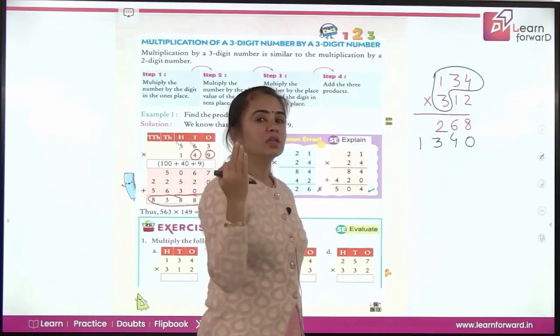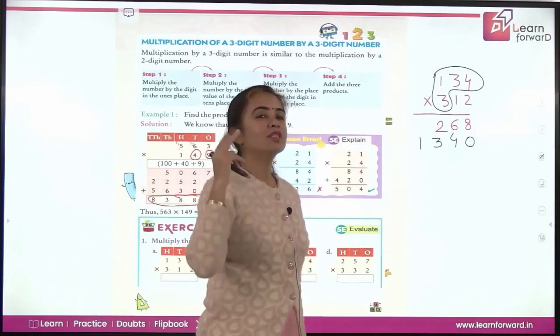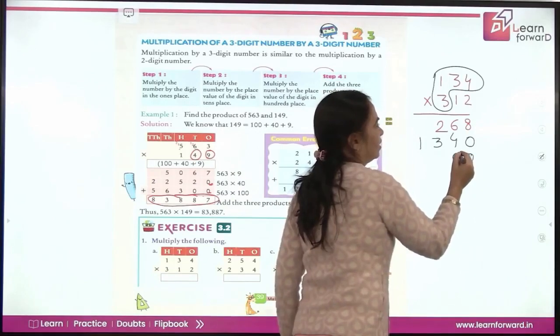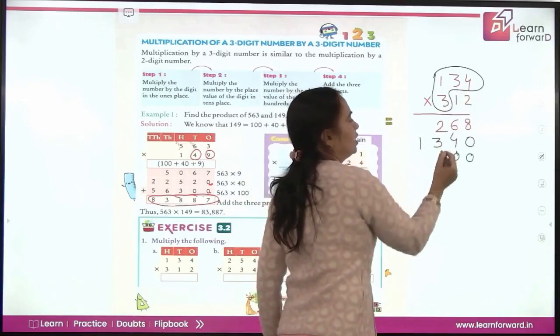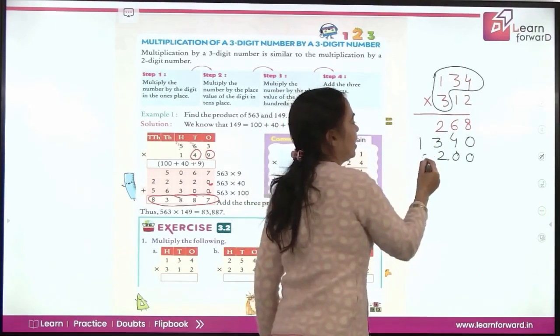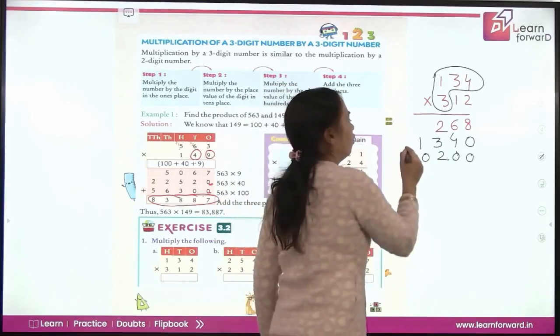So we have done in 3 steps. Now this is the third digit. So before multiplying, what are you going to do? Put 2 zeros first. 1 zero, another zero. Now go with your multiplication. 3 times 4 is 12, carry 1. 3 threes are 9 and 1, 10. Again 0, carry 1. 3 times 1 is 3 plus 1 is 4.